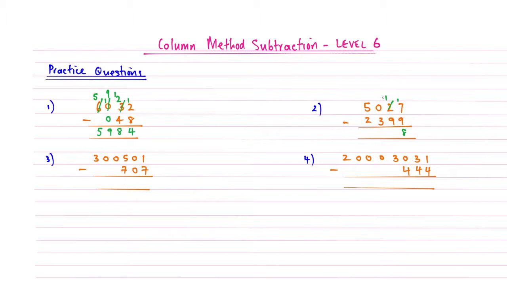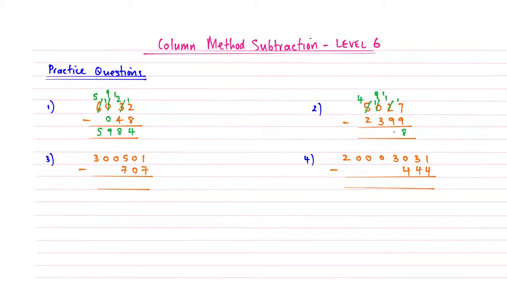Units column. 1 again is too small, so we need to borrow, but we can't borrow from this one, so we need to borrow from the thousands. So we're going to strike that down to a 4. The 1 then lives next to the 0 to make a 10. Strike that 1 down, and then the 1 from there is going to live next to the 1 there to make 11.